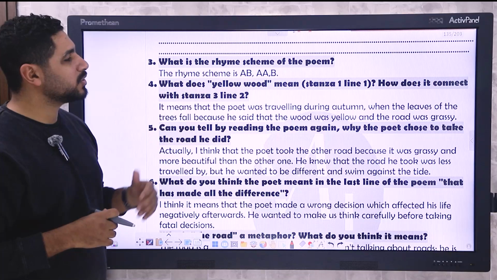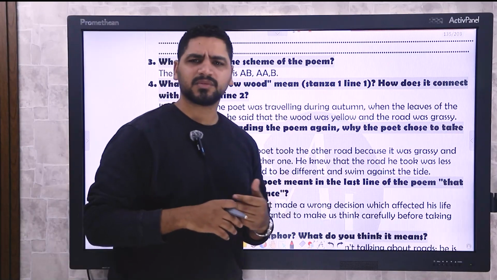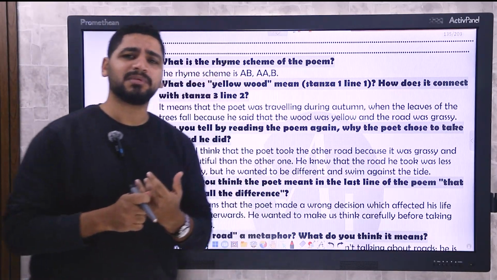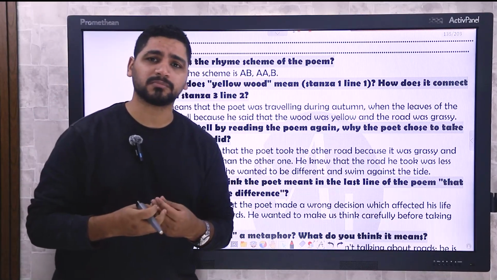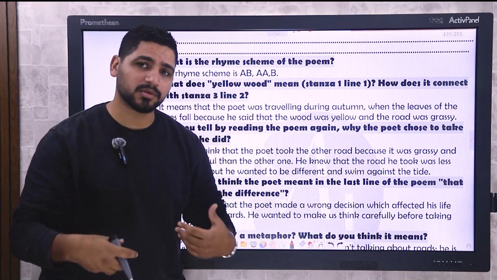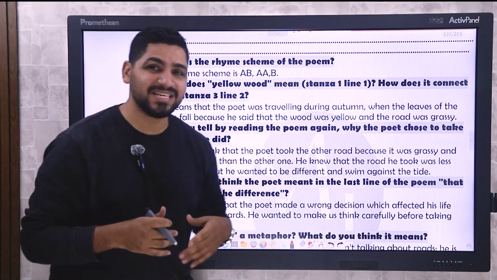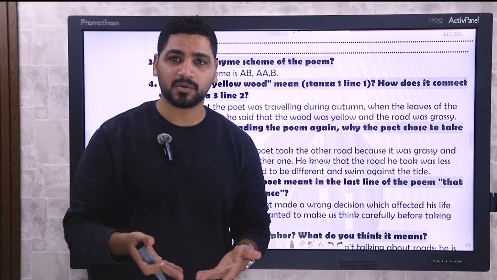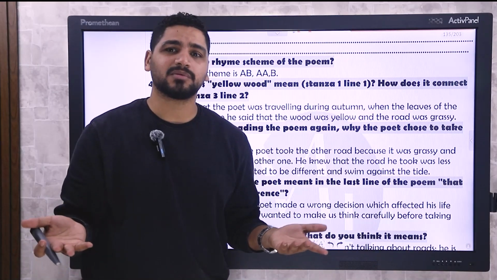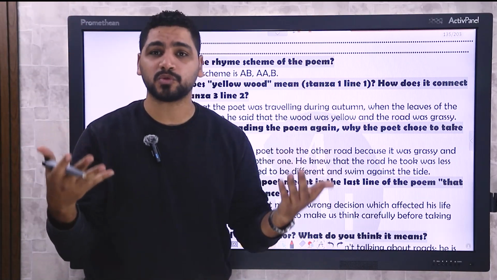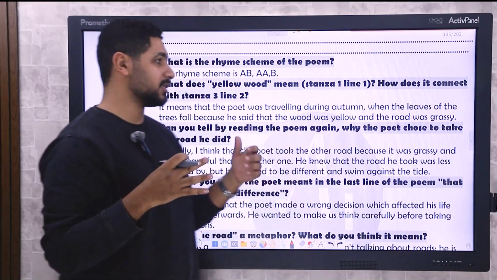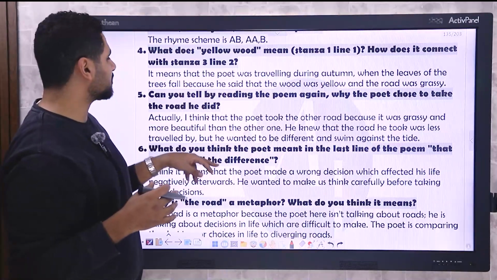What does yellow wood mean in stanza 1? What does yellow wood mean? Of course, yellow wood means that he was traveling during autumn, when the leaves of the trees fall. So he said yellow wood. And there's also another line where he said leaves. There were leaves on the ground. Why were there leaves on the ground? Because the leaves fell because it was autumn or fall. This is a season in the year. And this is the answer.